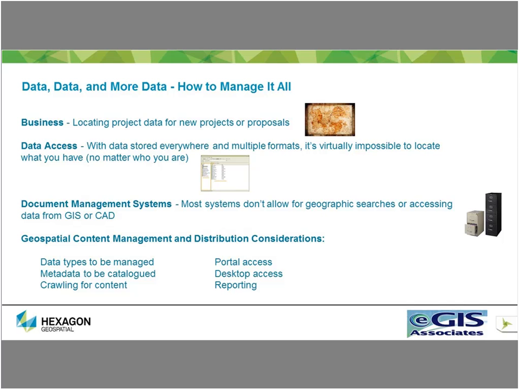So when you're looking at a geospatial content management and distribution system, there are certain considerations that have to be taken into account. The first is data types to be managed. The second is metadata to be cataloged. The third is crawling for content. The fourth is portal access, both externally and internally for different clients. Then you have desktop access that's necessary for more of the advanced searches and reporting. And finally, reporting, both to external clients and internally for data management purposes.